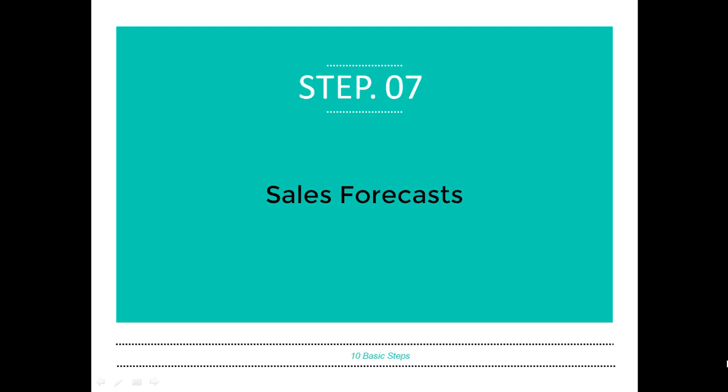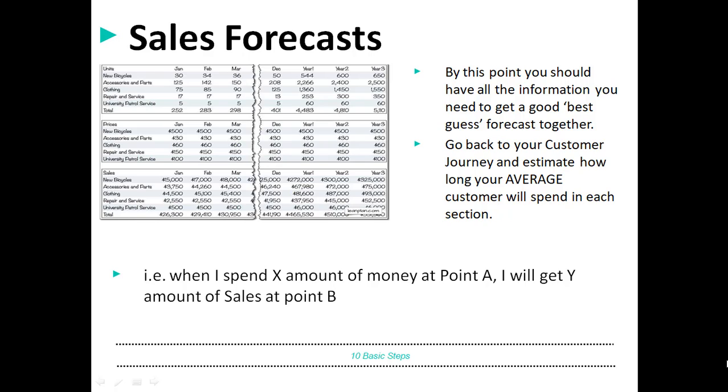Next step, number 7, sales forecasts. By this point, you should have all the information you need to get a best guess forecast together. So you go back to your customer journey and estimate how long your average customer will spend in each section. Therefore, you're going to produce a spreadsheet that says, essentially, when I spend X amount of money at point A, I will get Y amount of sales and revenue at point B.